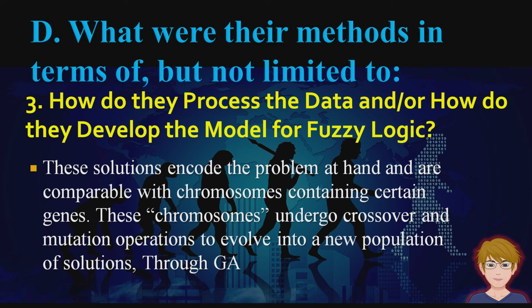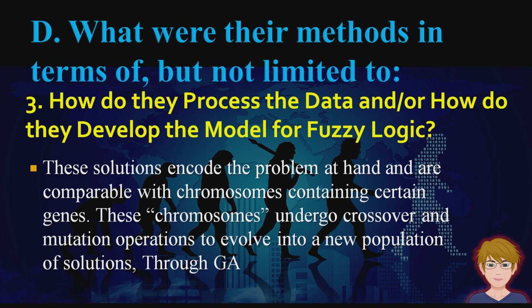The next is number 3. How do they process the data and how do they develop a model for the fuzzy logic? This is simple because the solutions encode the problem at hand and are comparable with chromosomes containing certain genes. These chromosomes undergo crossover and mutation operations to evolve into a new population of solutions through a genetic algorithm. So through the genetic algorithm, they also develop the fuzzy logic. If the measurement is Boolean, they will not get a precise answer, and the dataset here is in decimal. That's why I conclude that the dataset is used for fuzzy logic. It is applicable to fuzzy logic also.